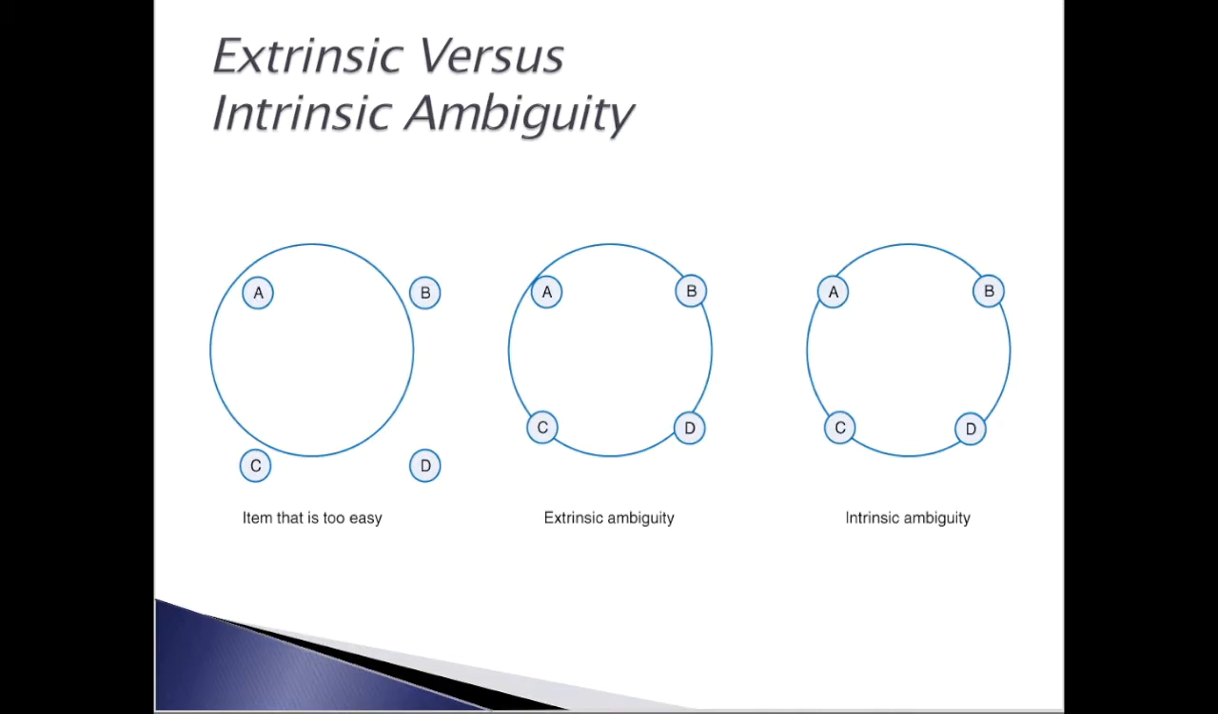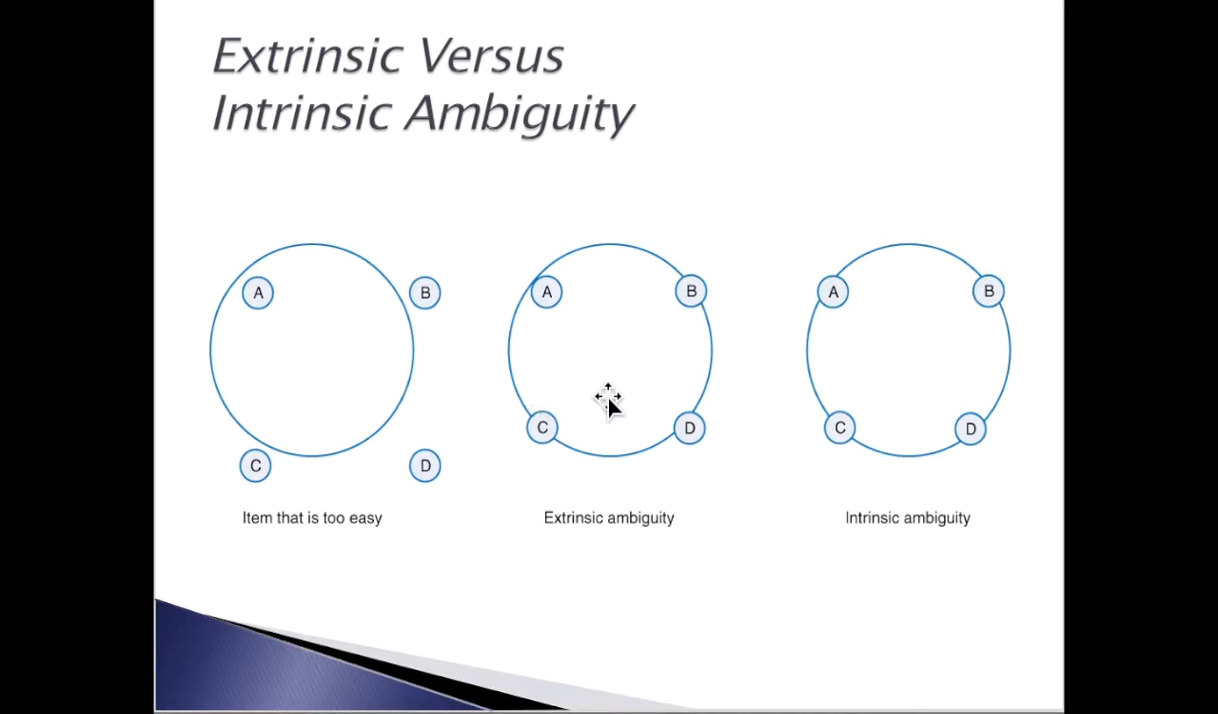So it's important that when we talk about our choices, we think about extrinsic versus intrinsic ambiguity. So when we think about ambiguity, we're thinking about obvious or not so obvious answers. So in this situation, item A is our correct answer. You want test items to appear ambiguous to those students who do not understand the concept. So you want them to appear close to the other answers.